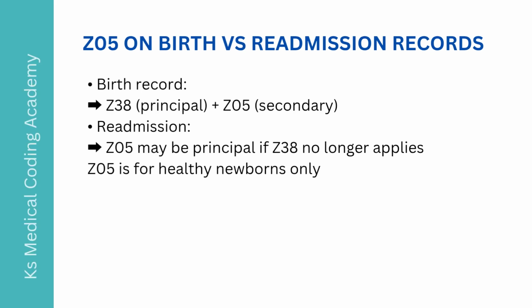Z05 on birth versus readmission records. On the birth record, Z05 codes are assigned as secondary diagnoses, following the Z38 principal diagnosis. On readmission, when Z38 no longer applies, a Z05 code may be assigned as the principal diagnosis. Z05 codes are used only for healthy newborns.